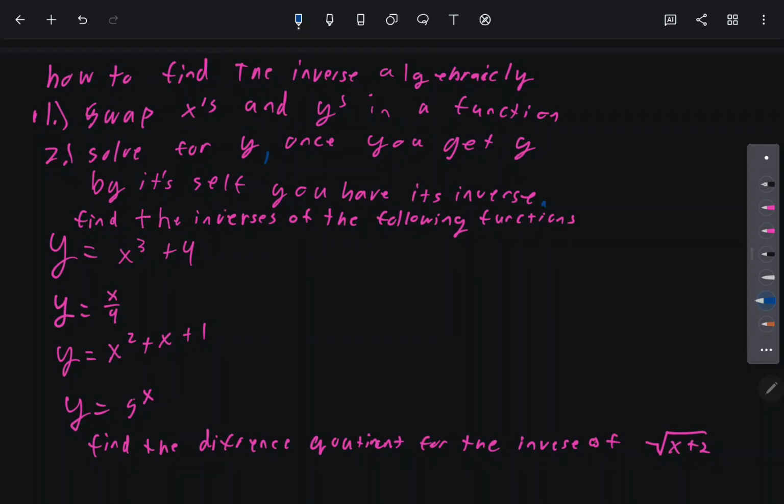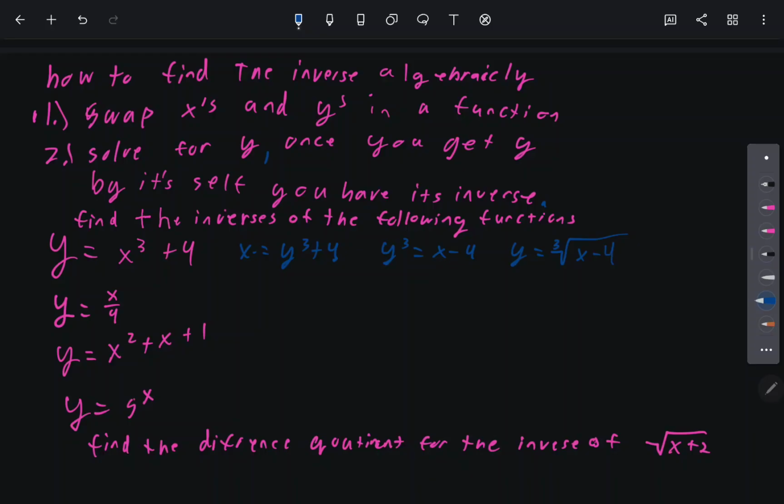For this first function, we are going to swap its y's and its x's. So x is equal to y cubed plus 4. Then we're going to subtract that over, so we get y cubed is equal to x minus 4. So y is equal to the cube root of x minus 4.